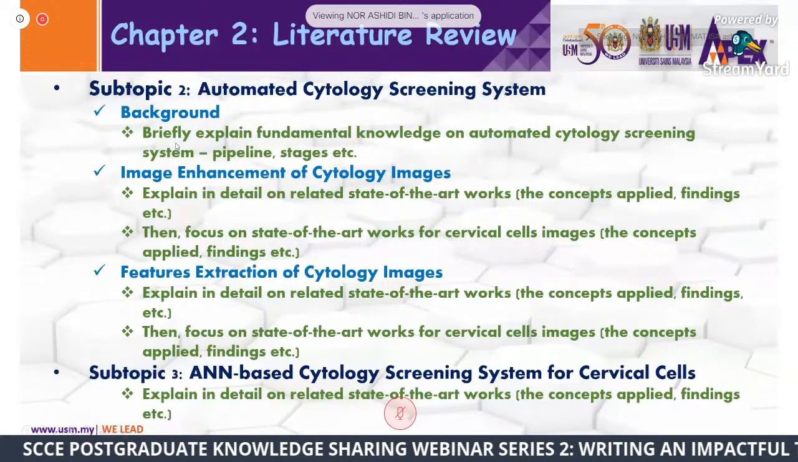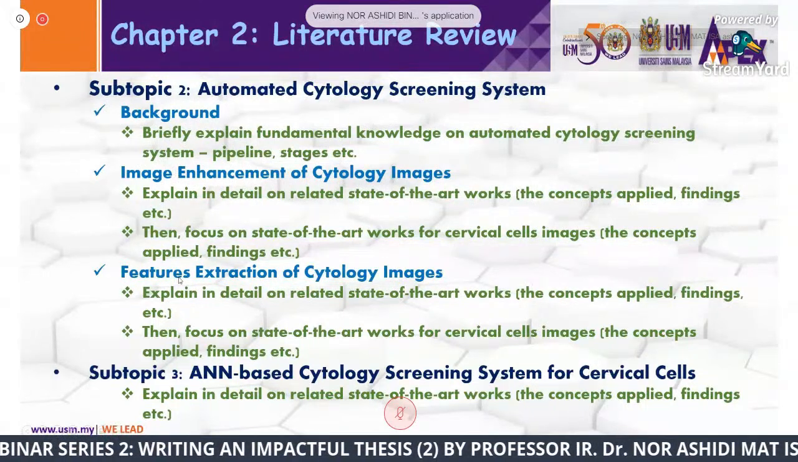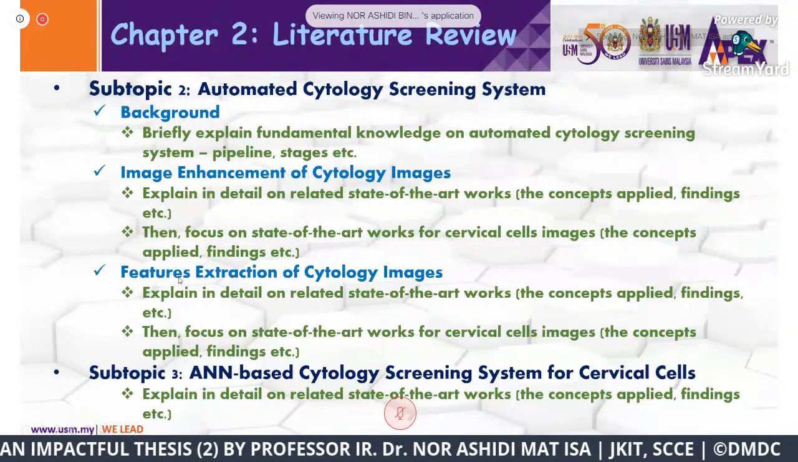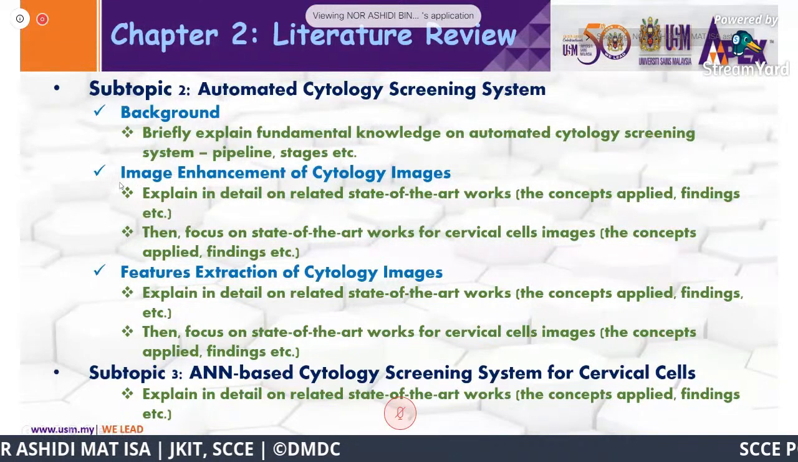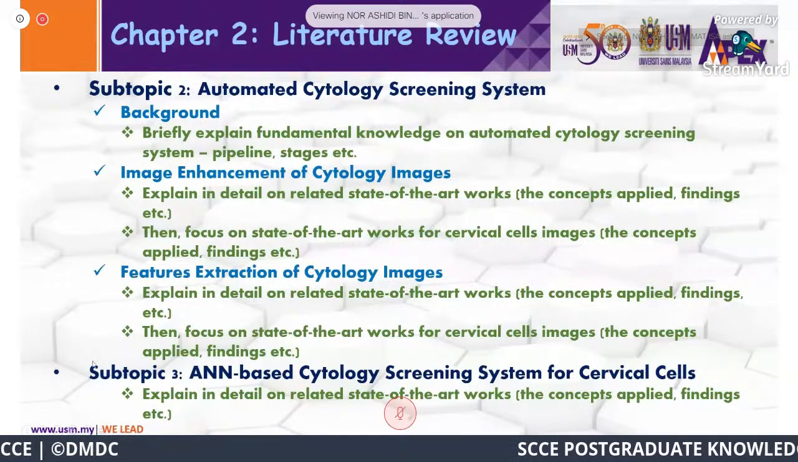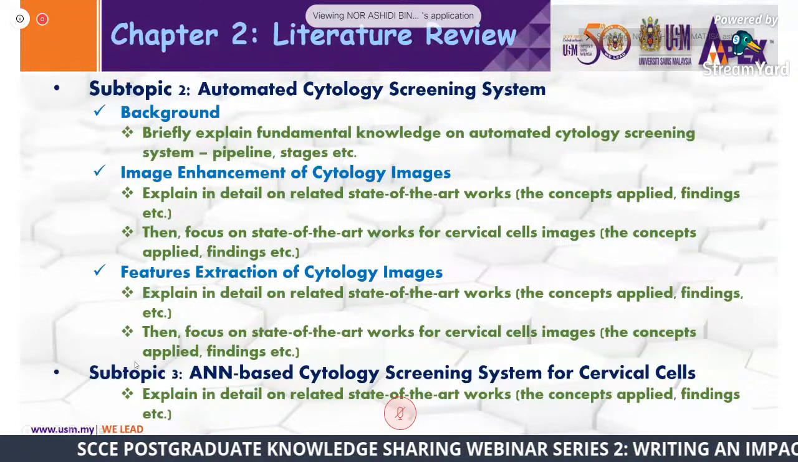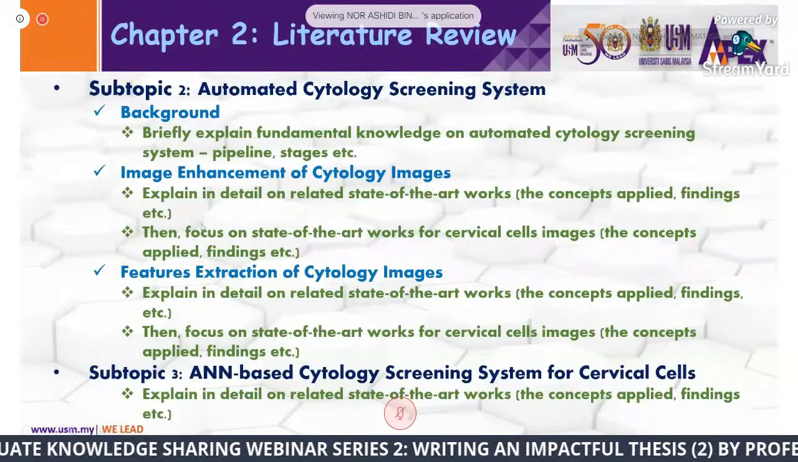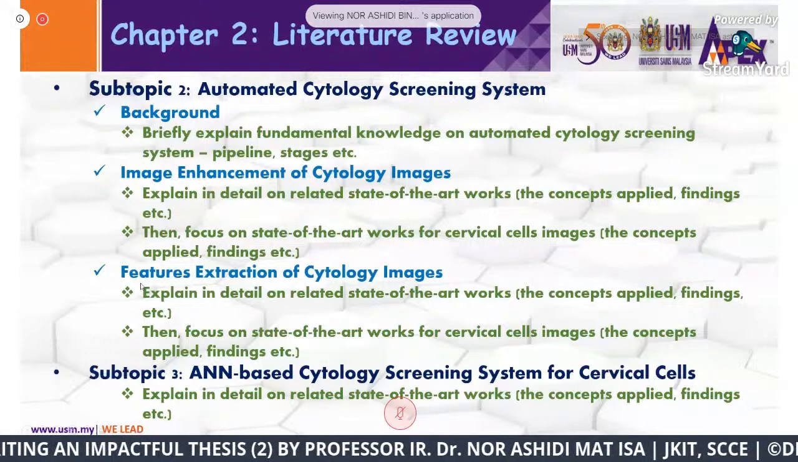Now, as I mentioned to you, let's say the cytology system has three subtopics. So you focus on subtopic 1, subtopic 2. Okay, I'm sorry, there is another subtopic here about classification, so you need to add one more subtopic here. Sorry, I missed this one. So you have to do the same. You identify these as the subtopics to be focused on.